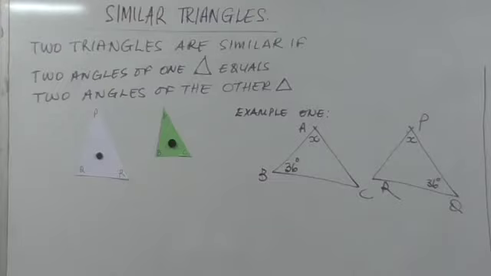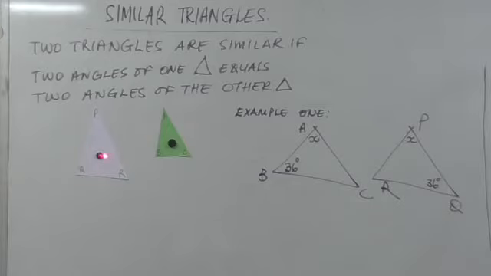Two triangles are similar if two angles of one triangle equal two angles of another triangle. So that's the meaning of similar. Two triangles are similar if two angles of one triangle equal two angles of another triangle.